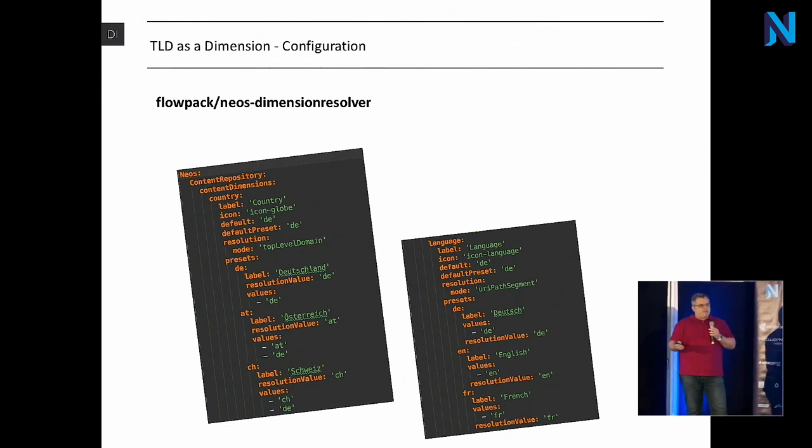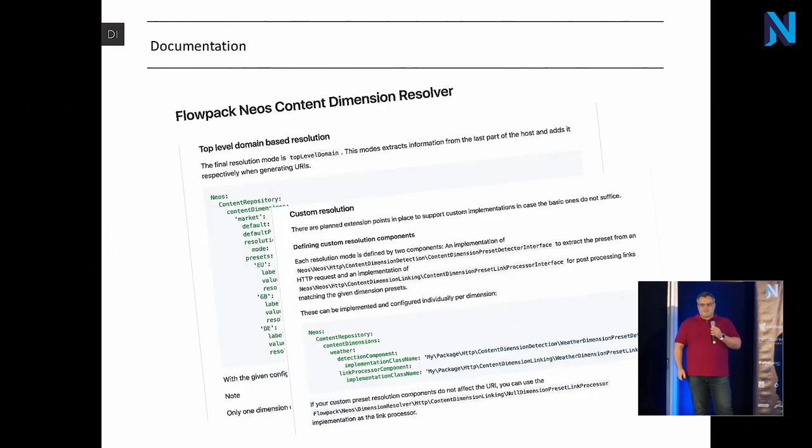In this case, we said, okay, we have a top-level domain, DE or AT, and said this is one dimension. With the help of the mode, we can also do other parts. The default is the URI path segment, but another default is in there as well, so the sub-level domains can also be used out of the box as a resolver. And not only this, they did a really good documentation. It also includes how you can extend it if you need another resolver which does something not available out of the box. This was not possible before in that way.